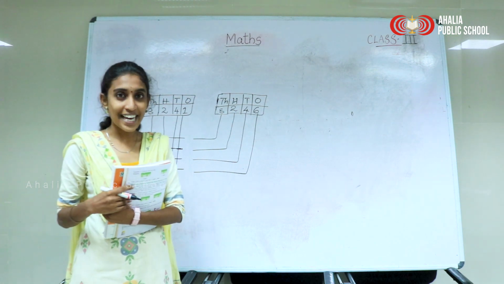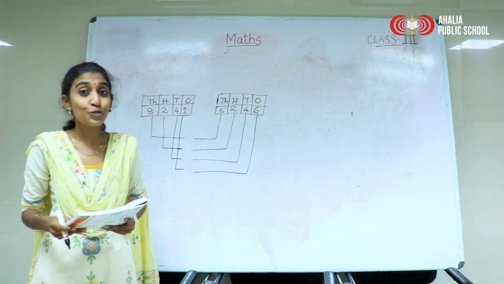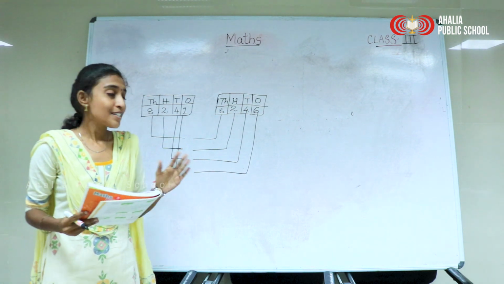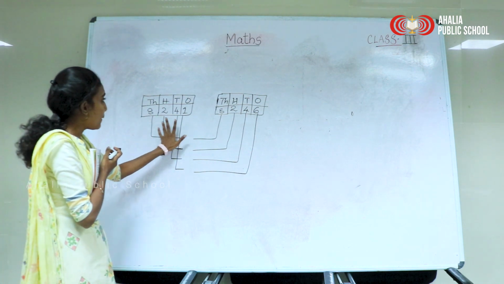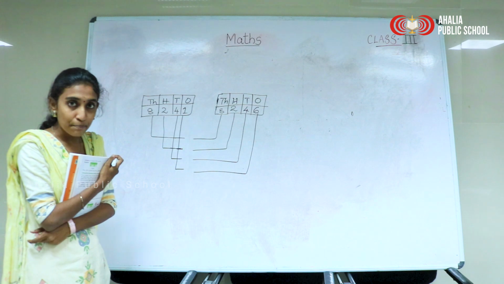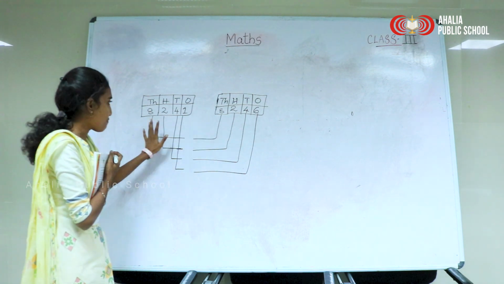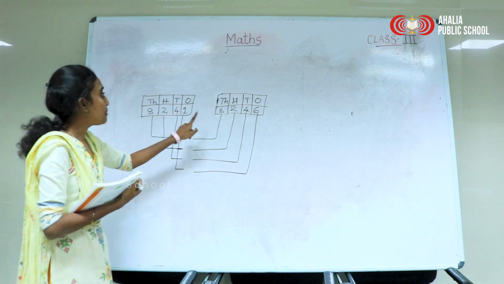So in the previous classes, we have learned the comparison of numbers. Do you people remember that? Just have a look at the board. To compare these two numbers, what will we do? We will compare each place value. We will compare the place values one by one.